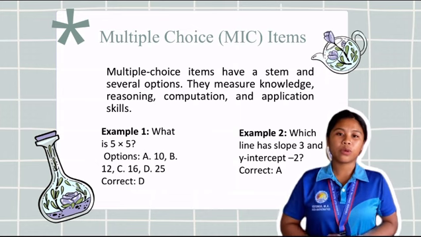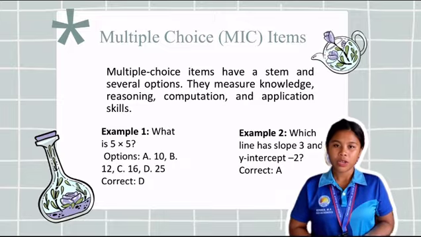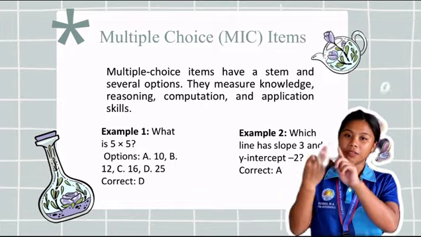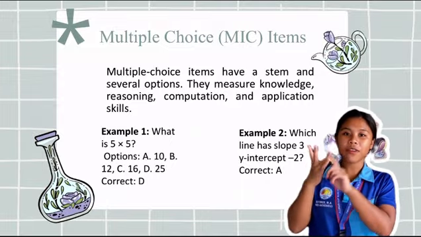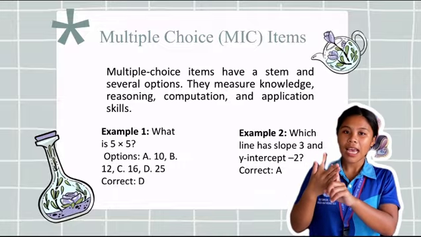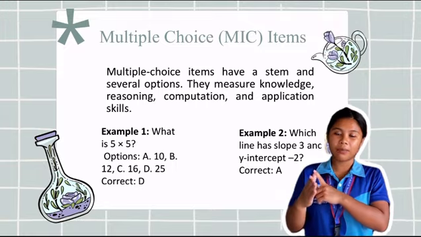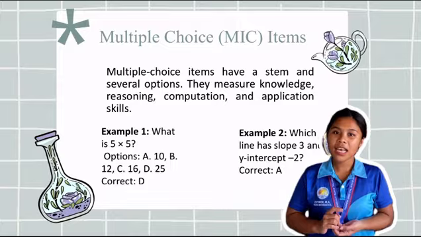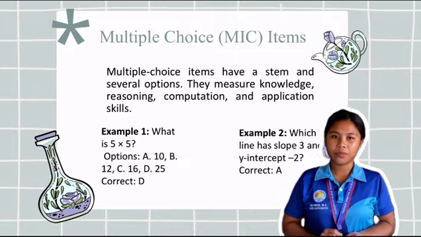So we all know that multiplication is a repeated addition. So we have 5 plus 5 plus 5 plus 5 plus 5. So 5 plus 5 is equal to 10. 10 plus 5 is equal to 15. And 15 plus 5 is equal to 20. And 20 plus 5 is equal to 25. So the answer is letter D, which is 25.